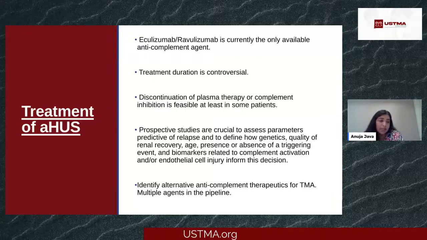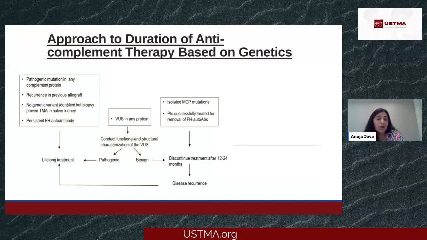There are multiple studies, as Dr. Mazeppa mentioned earlier in the introduction, that we need to figure out what the long-term outcomes of our patients are. Are they dependent on certain genetics? What are the different triggers? Are there any biomarkers that we can understand in our patients? And ultimately, the goal is to be able to identify therapy that is going to work specifically for each patient. And there are multiple other agents in the pipeline that we will have more data on over the next few years. Next slide, please.